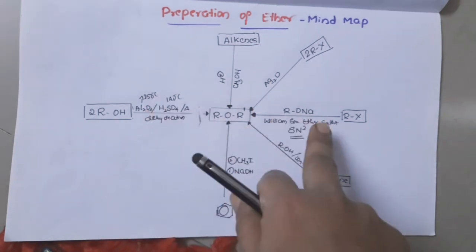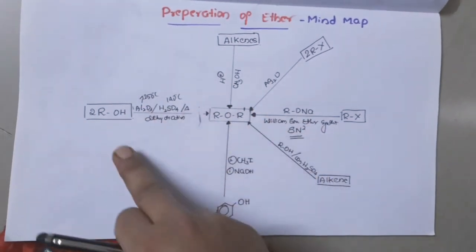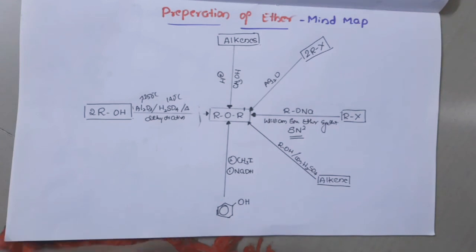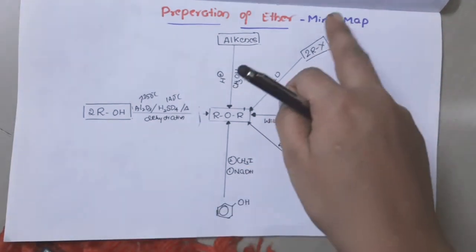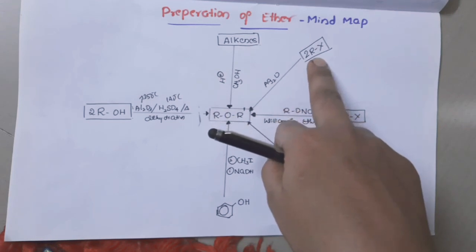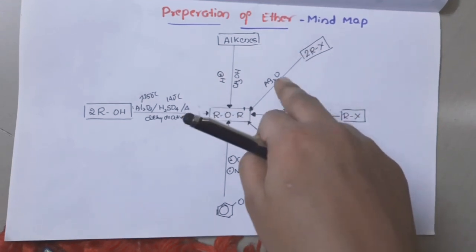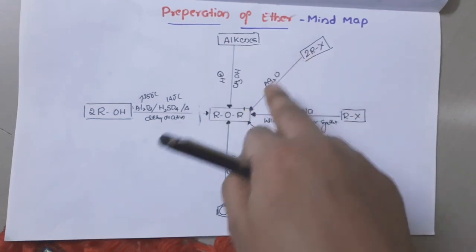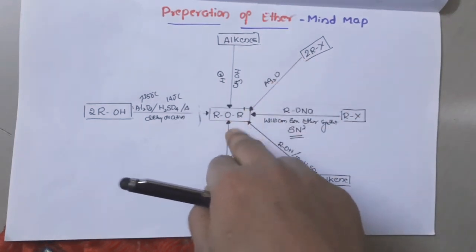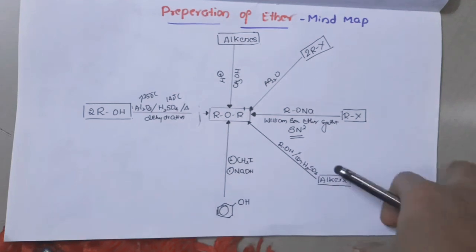Okay, so these are the basic two methods that are exactly given in your textbook. If you see any textbook you will get that one. Now come to this method: when excess alkyl halide is treated with dry silver oxide, it results in the formation of the respective ether. That's one method.